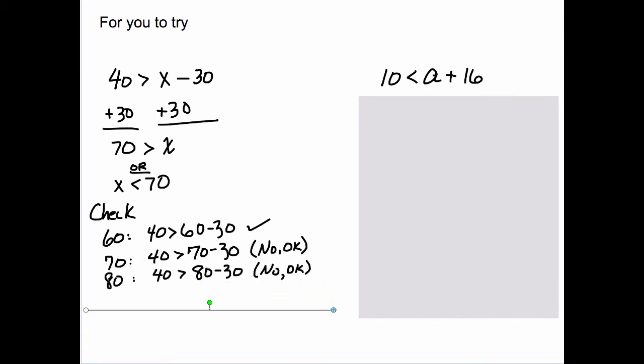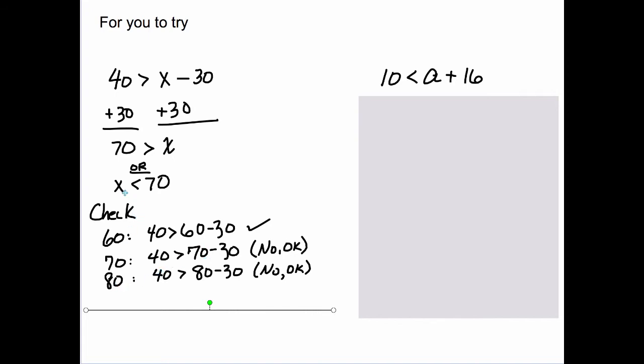If we check 60, is 40 greater than 60 minus 30? Well, yes it is. So 60, because it's less than 70, should be a solution. Is 70 a solution? Well, according to our answer, it shouldn't be. Let's see. Is 40 greater than 70 minus 30? 40 greater than 40? Nope, but that's okay.